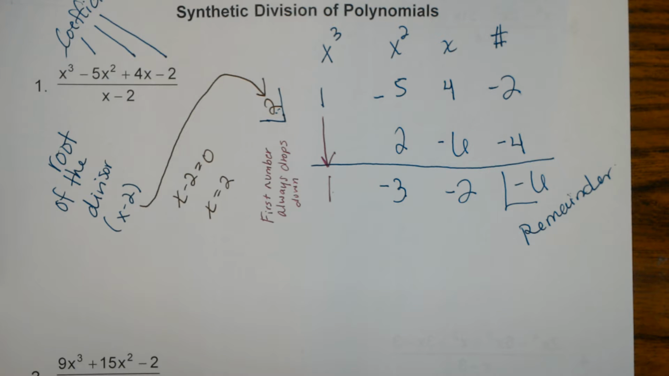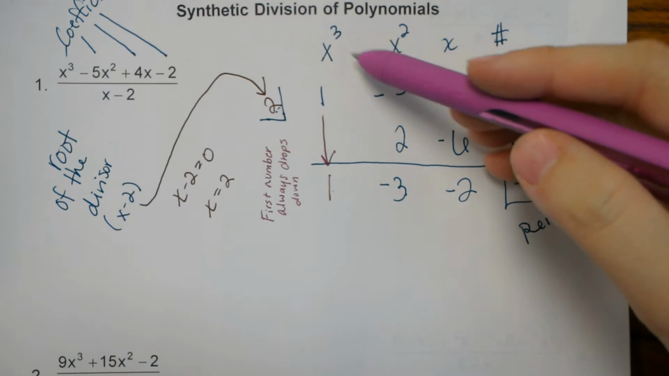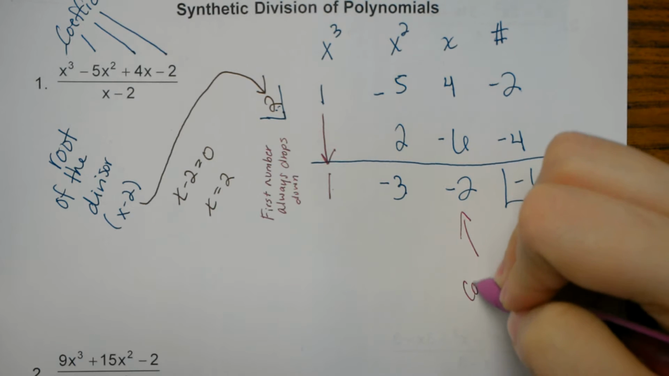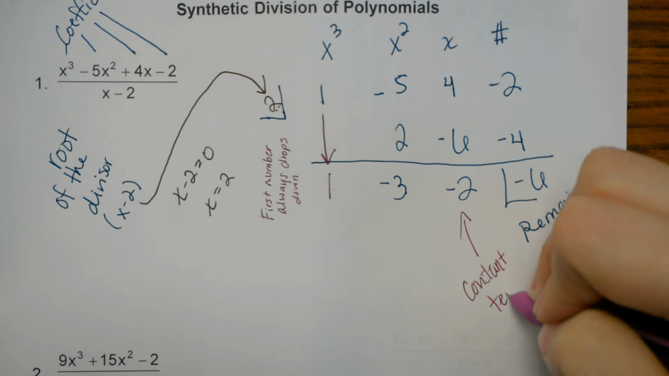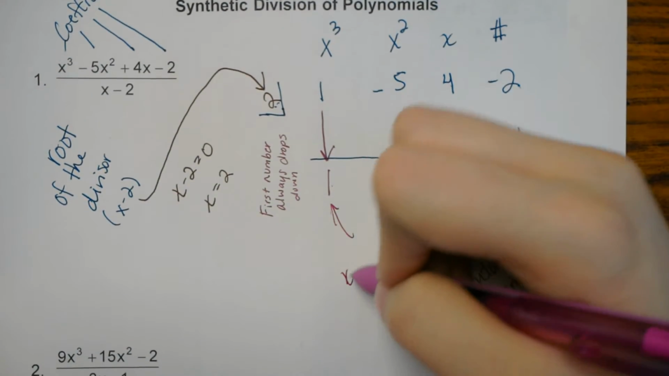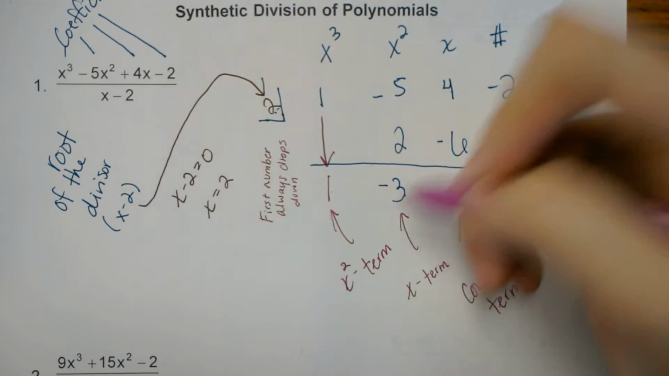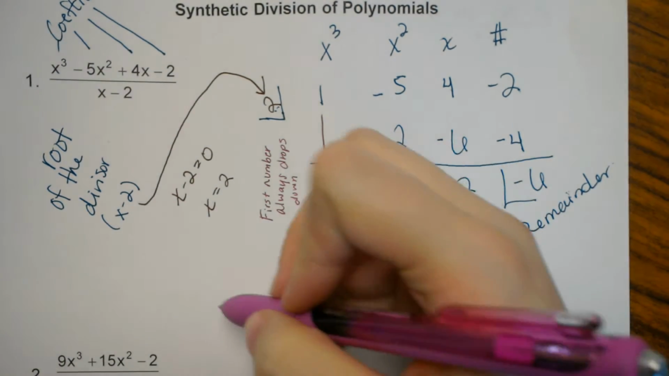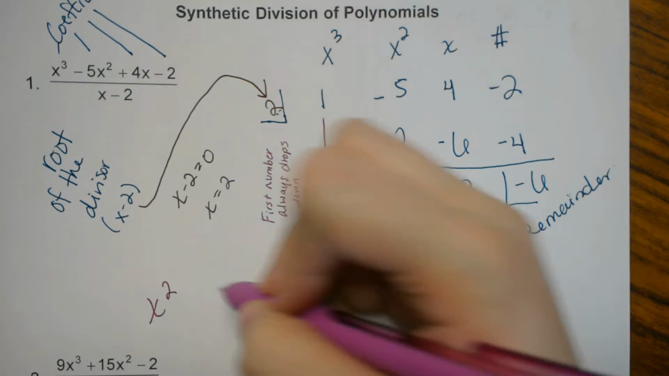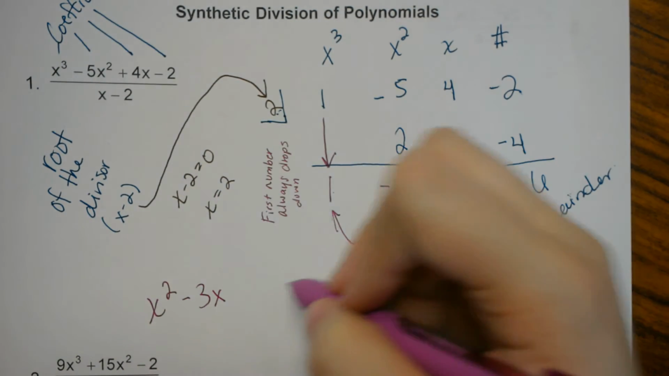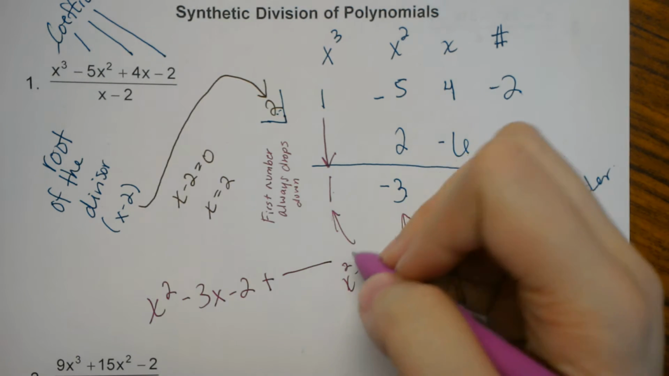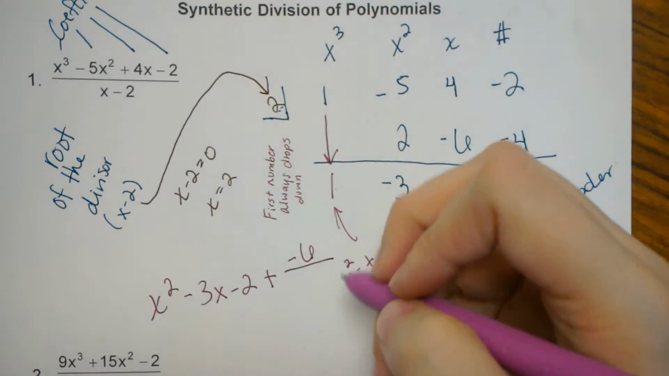So now I can write my answer. And so that's my remainder. This is my constant term. That is my x term. And that is my x squared term. So my answer would be x squared, because I just have a 1, minus 3x, minus 2, plus, and then my remainder, I say -6, divided by x minus 2.